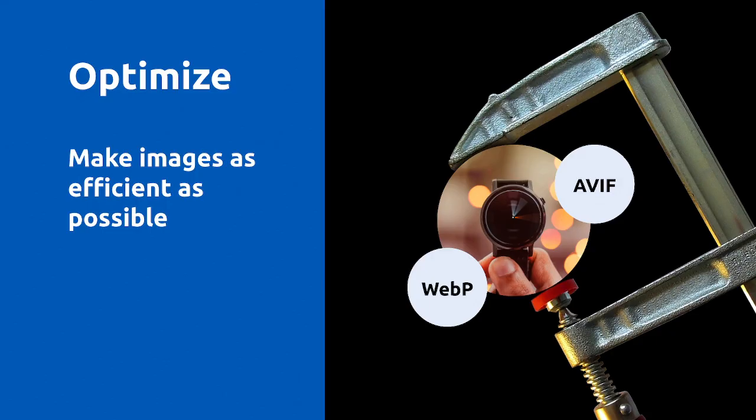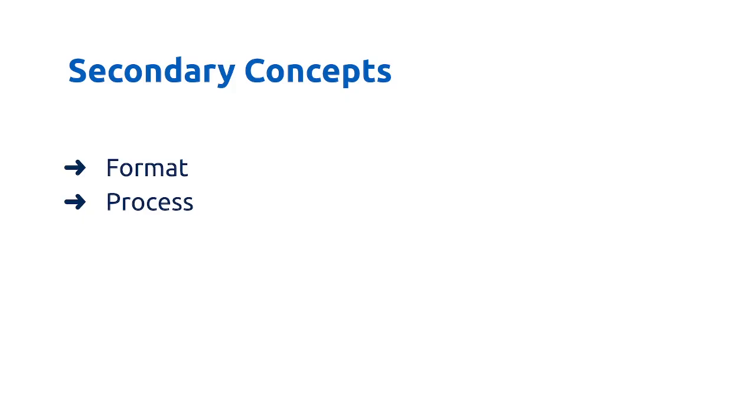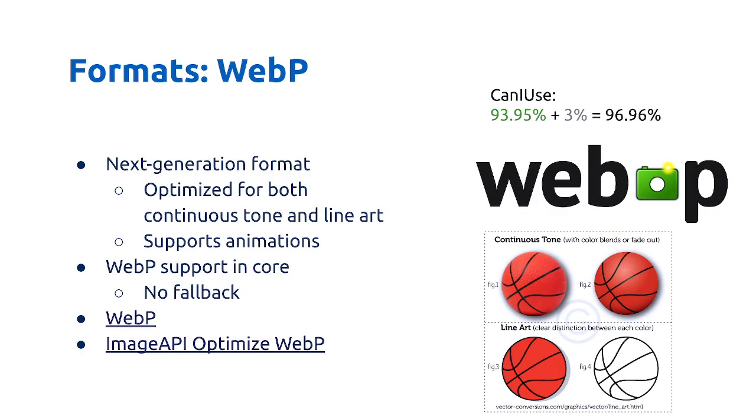All right, so the last major section that we're going to talk about is optimizing, so making the images themselves as efficient as possible. And within that, we're going to talk about using the right format, as well as doing some processing to strip out any unnecessary data. So the first format that we're going to talk about is WebP.